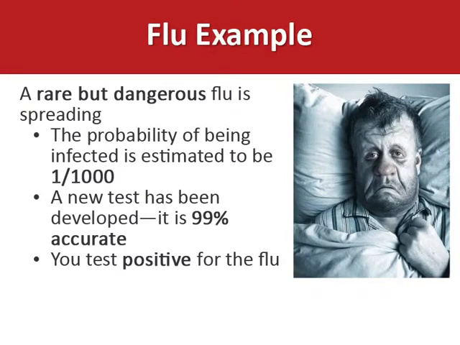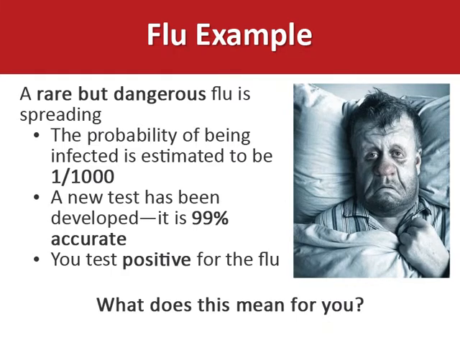Let's do another very famous example to make sure you've got this. So let's say there's a rare but dangerous flu that's spreading, and because it's rare, the probability of being infected is only 1 in 1,000. But a new test has been developed, and this test is 99% accurate. You test positive for the flu. What does this mean for you?